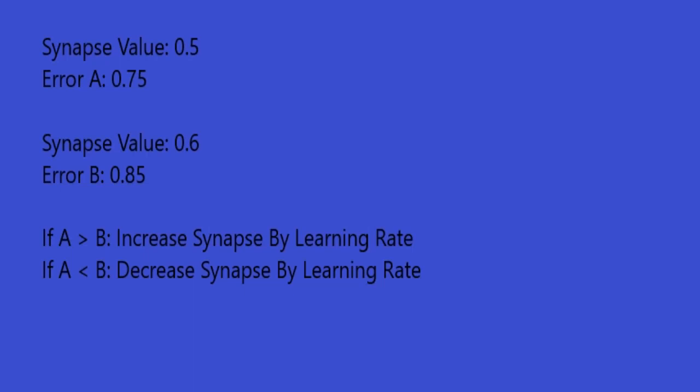On the other hand, if we increased the synapse value by 0.1, and the old error is smaller than the new error, so that means if we increase the synapse value, the error increases, then we want to decrease the synapse by the learning rate. And we can just continue doing so in a loop, and this is a way of finding out which direction you want to adjust your weights in.